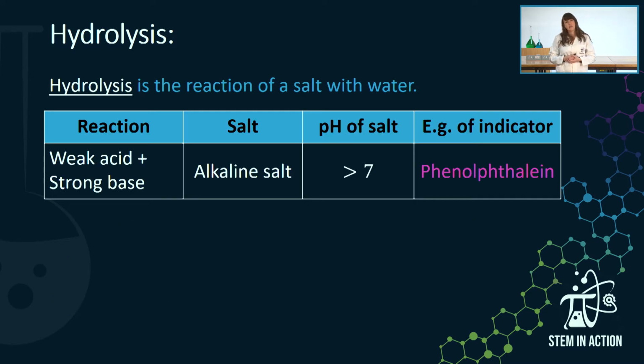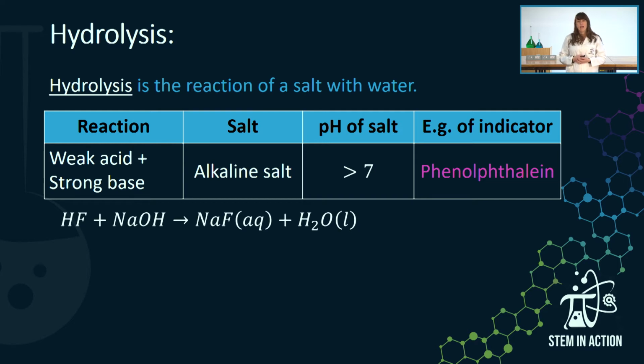The last case we can look at is for a weak acid and a strong base. When we have a weak acid and a strong base reacting, we're going to get an alkaline salt or a basic salt, and the pH there will be greater than 7. For example, if we have hydrogen fluoride plus sodium hydroxide, we're going to get sodium fluoride as our salt.